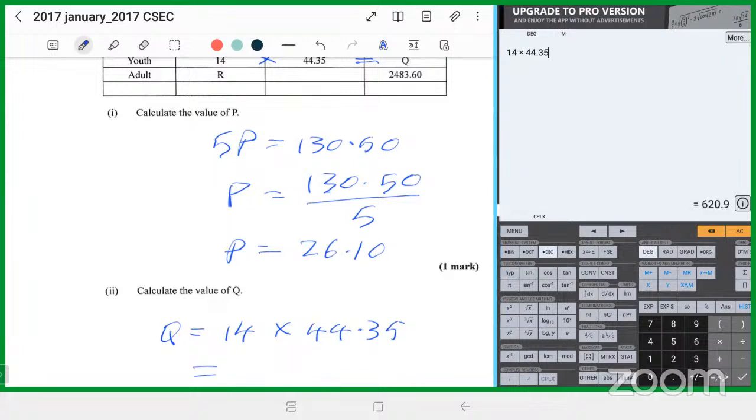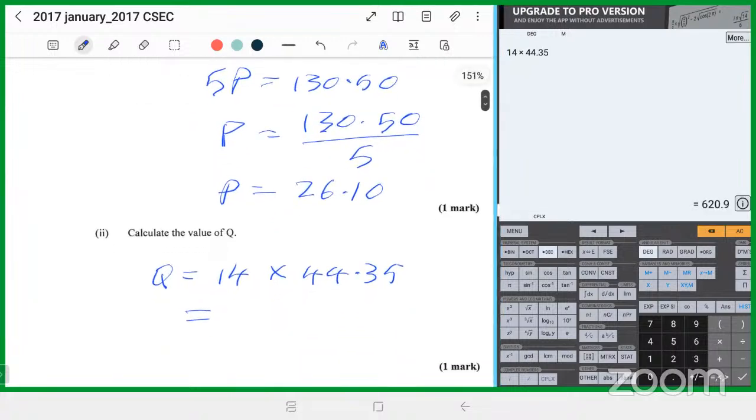That figure, 620 point, you have to put the money, you have to put 090. You can't put 0.9. It's money. So it's 620.90. That's the figure going in the table. Again, you don't have to put the dollar sign, but you're writing the values that will go in the table.